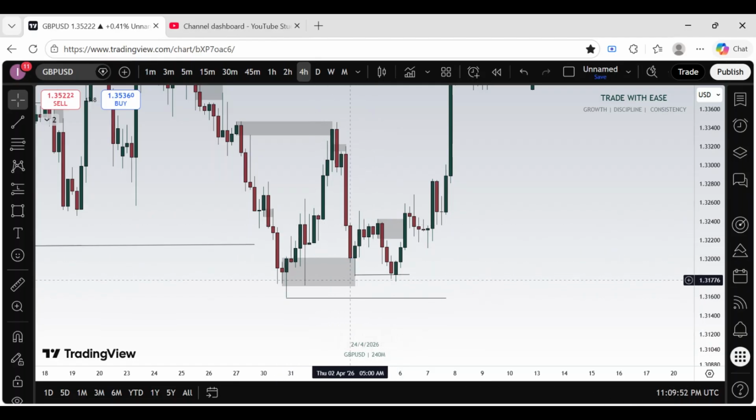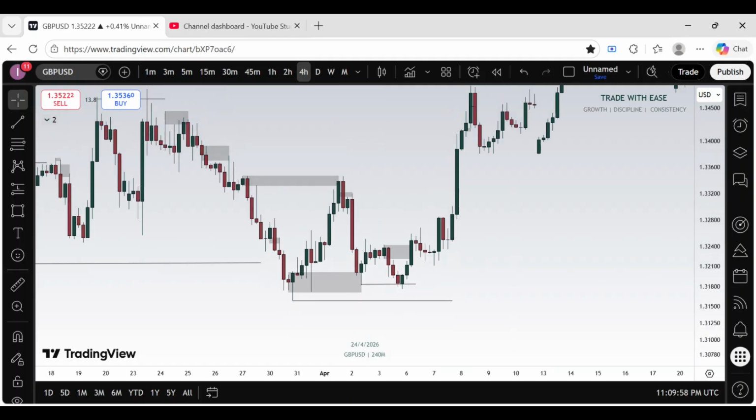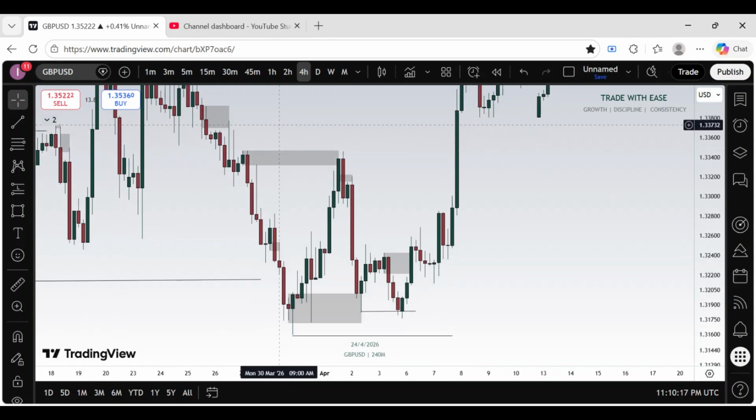By confirmation of price reacting from this low, we already know that if price wants to move anywhere, it will at least take this high, because this high failed to break this low. So automatically this high is a weak high, and price will definitely take this high. So let's go to our lower time frame and look for entry or confirmations.